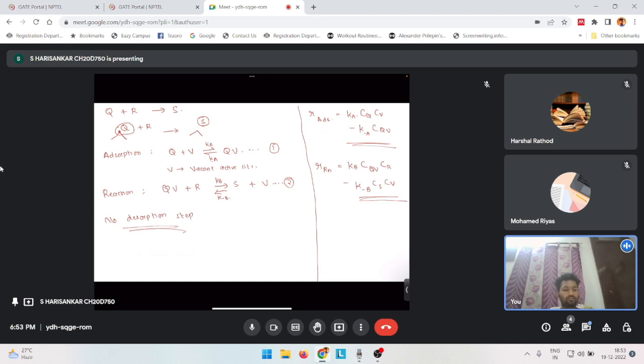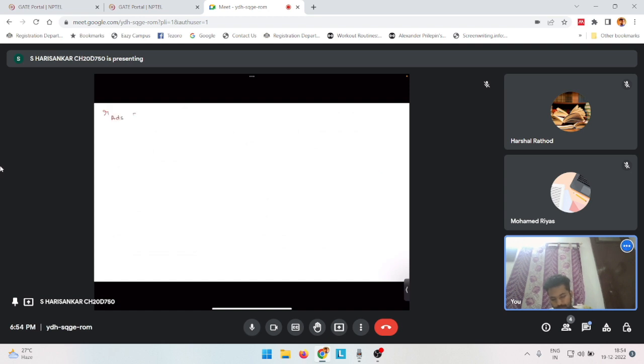Now the concentrations CQ, CR and CS can be written in terms of their partial pressures as well. If we write the reaction rates in terms of partial pressure, we can write rate of adsorption as Ka PQ CV minus K minus A CQV, and rate of reaction as KB PR CQV minus K minus B PS CV. Okay, so let us take these as equation 1 and equation 2.